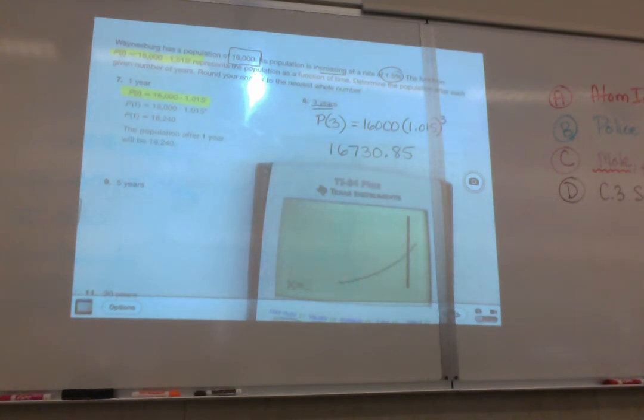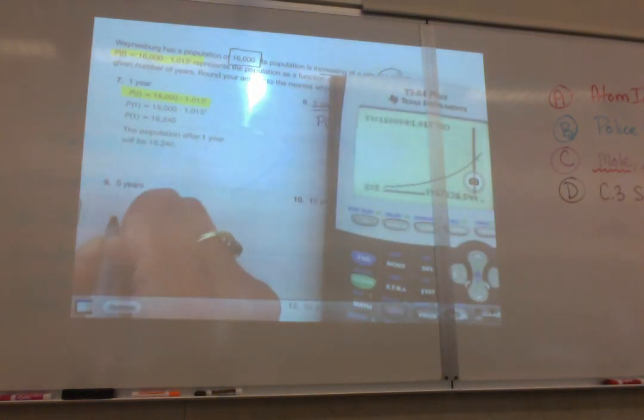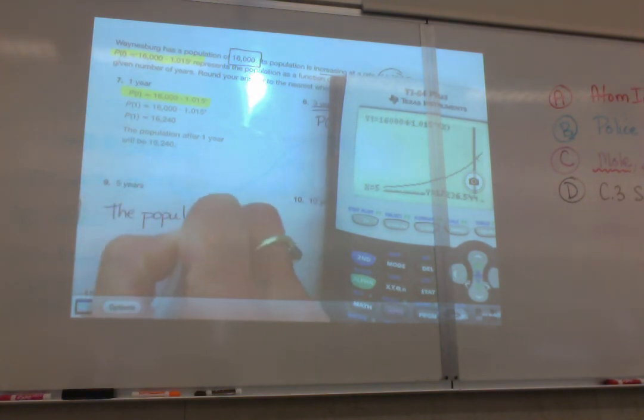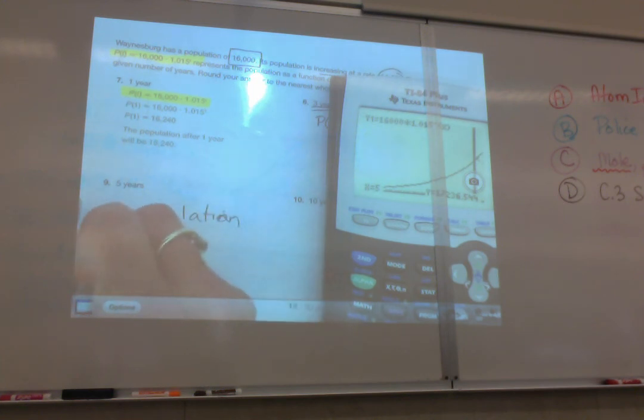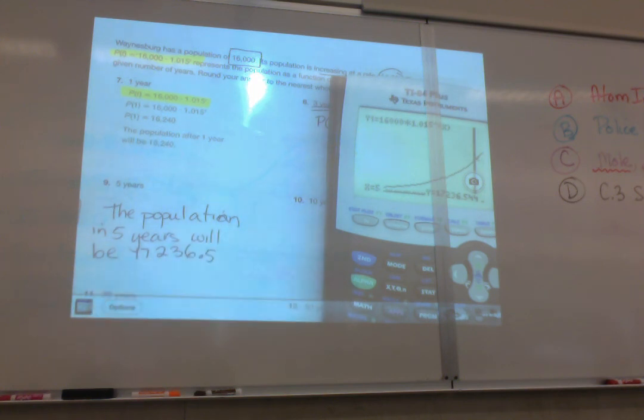What do we do next? Put in a 5. Enter. What do we know for population? Where do I see it on the screen? It's the Y. So the population in 5 years will be 17236.5. Actually, does it make sense to have 0.5s?